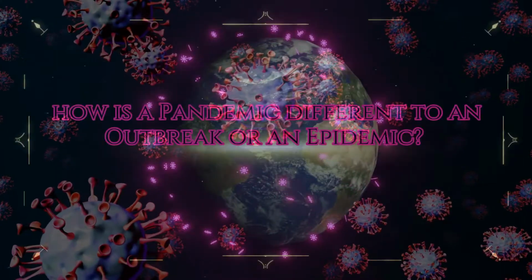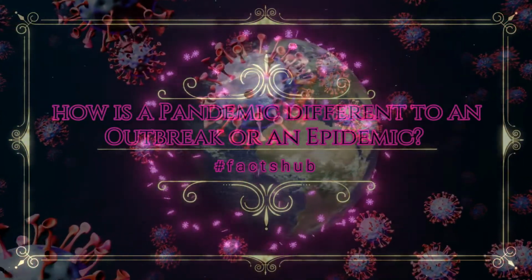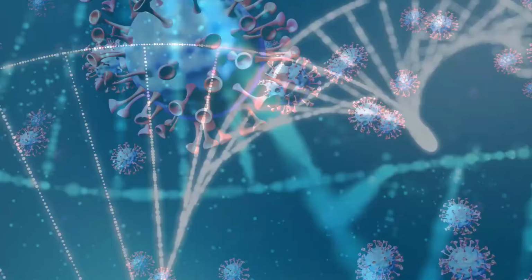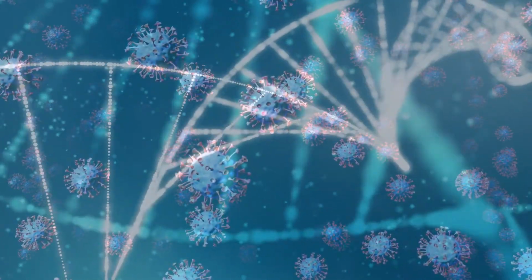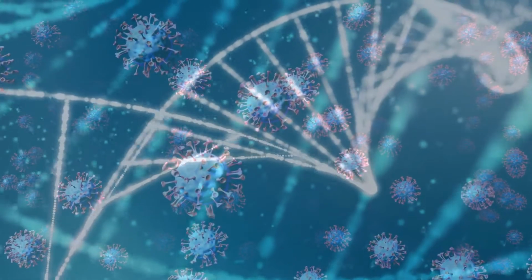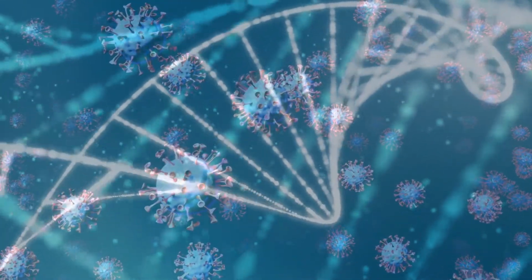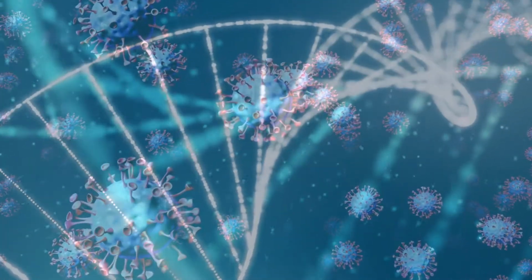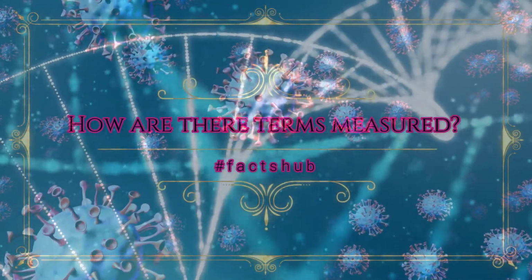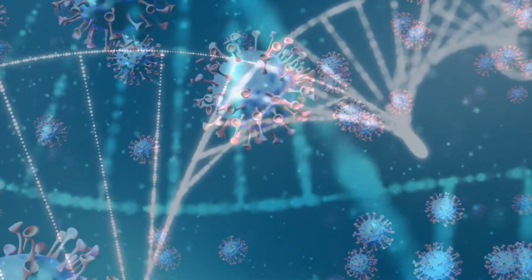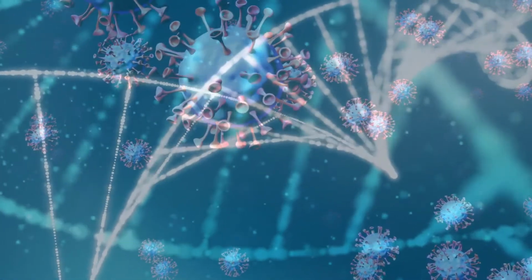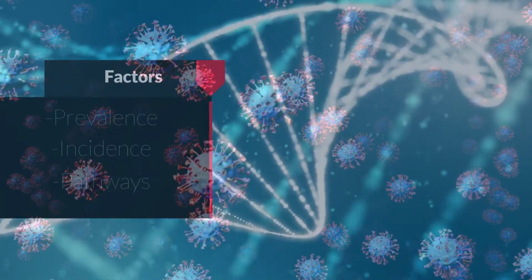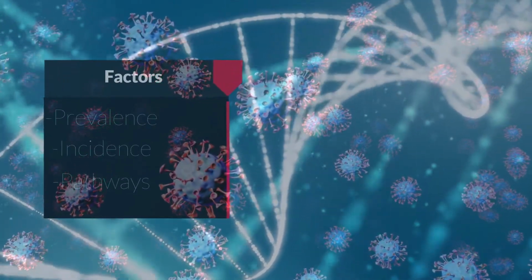And how is a pandemic different to an outbreak or an epidemic? Surprisingly, the definition of each word isn't exactly a scientific term that's tied to cold, hard, quantifiable data. Rather, they're words with both scientific and political connotations that link to a whole bunch of different factors. How are these terms measured? The definitions for each of these terms are measured against a series of different factors, such as the disease prevalence, incidence, and the known or unknown pathways of transmission the disease uses.